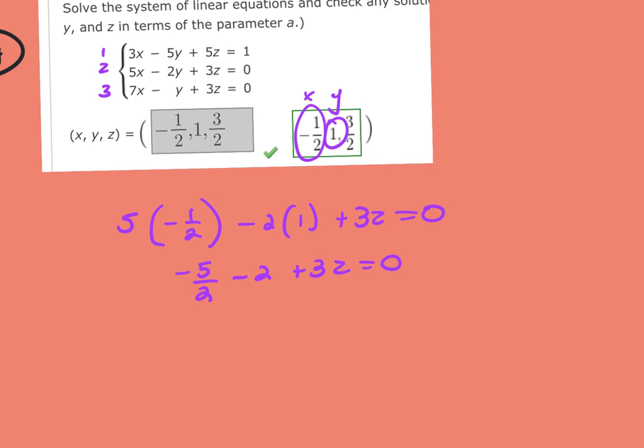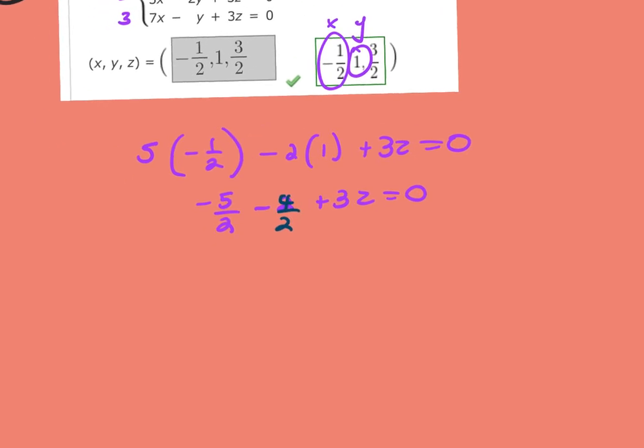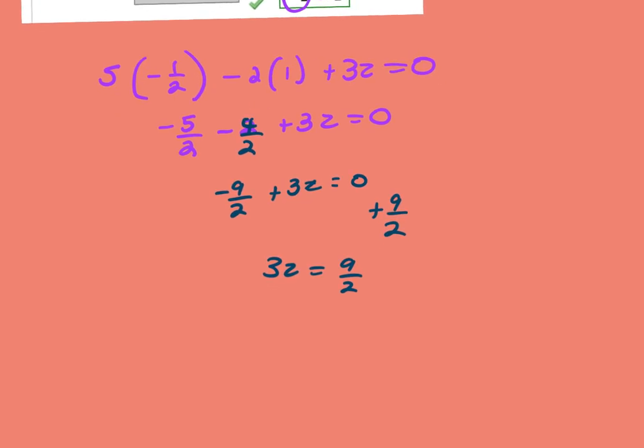Get rid of the fraction or change the denominators? Then I added it to 4/2. Okay, so you made this 4/2, so -9/2 plus 3z. And then I moved it to the other side. And then added 9/2 to the other side. And then I divided by 3. Okay.